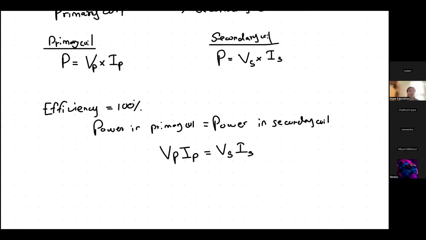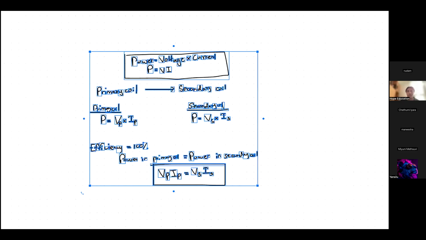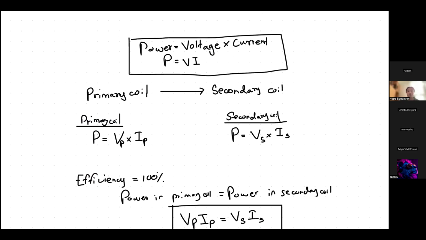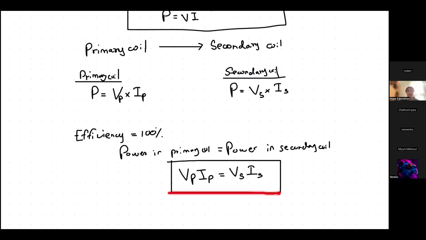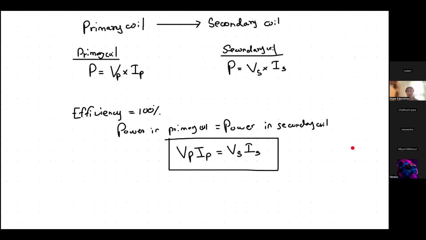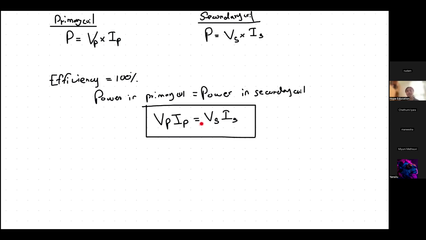So we get a new equation, Vp Ip equals Vs Is. We are learning two types of equations here. Power equals voltage multiplied by current, that is P equals VI. I applied that equation to both the primary coil and the secondary coil. If the efficiency is 100%, power in the primary coil is equal to power in the secondary coil. Therefore, Vp Ip is equal to Vs Is. You already know Vp is the voltage in the primary coil, Vs is the voltage in the secondary coil.